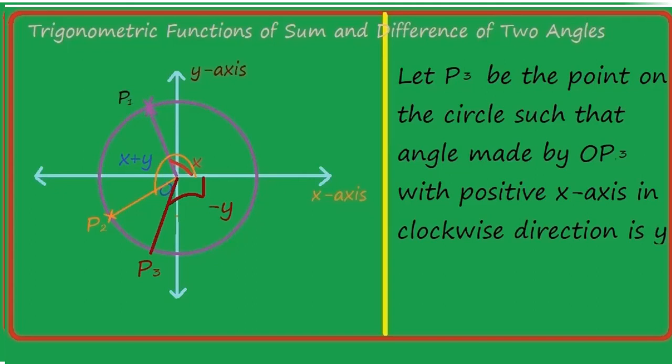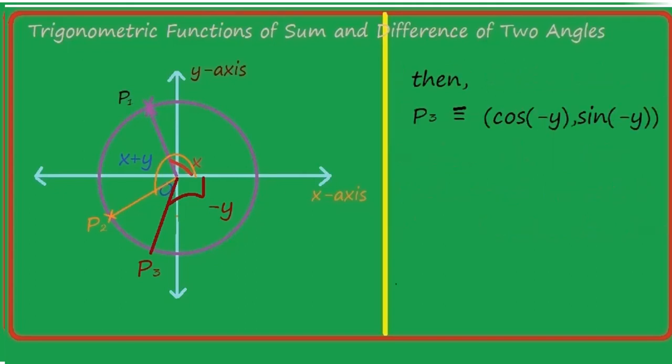Now, what is the coordinate of P3? The coordinate of P3 is cos of minus y comma sin of minus y. And what is cos minus y? Cos minus y is cos y, whereas sin minus y is minus sin y. Therefore the coordinate of P3 is cos y comma minus sin y.